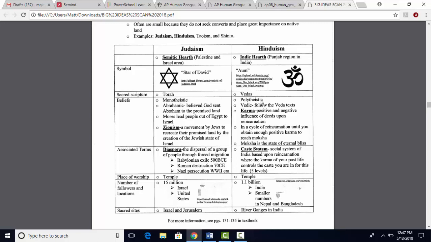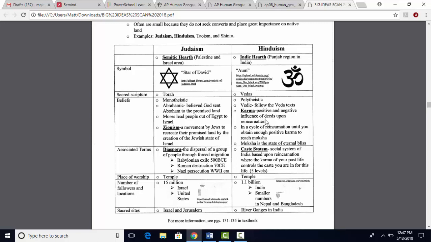There are different branches of Hinduism, if you remember. There's the Vedic branch, where you follow the original writings of the Veda texts. Karma is a big part of the Hindu faith. Remember, positive or negative influence of deeds upon your reincarnation. Remember, they're big believers in reincarnation. They believe it's a cycle.